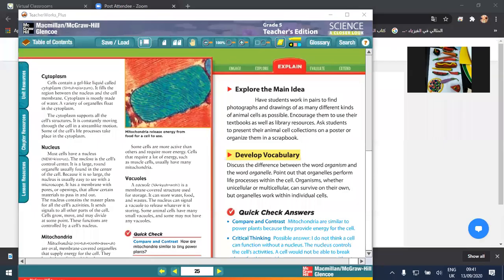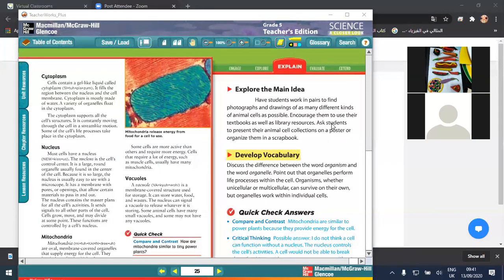Before we start, we'll make a quick revision. Which organelle controls the cell's activities from the previous lessons? Who can answer? Rakan, yes. It's the nucleus. Excellent.